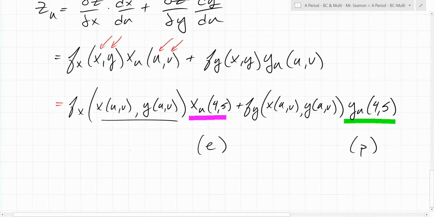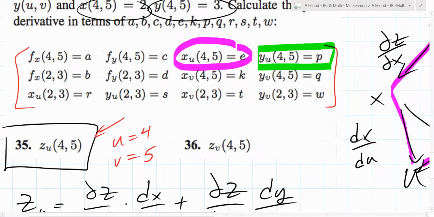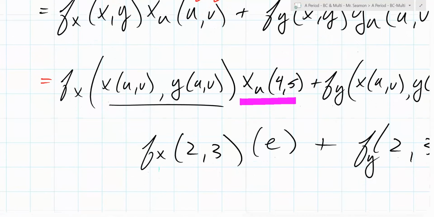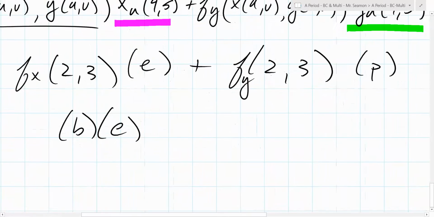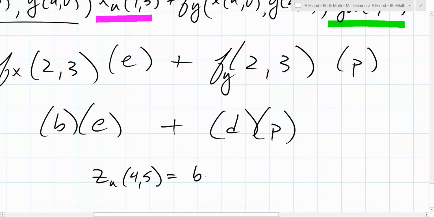So this is going to be f sub x at 2, 3, and it's going to be f sub y at 2, 3. And again, you go back up and look, and what do you see? You have f sub x at 2, 3 is b, and f sub y at 2, 3 is d. So it's b and d. So this right here is going to be b, and the e is still there, and then this is plus d times p. So your final answer for this, which is really z sub u at 4, 5, is going to be be plus dp.